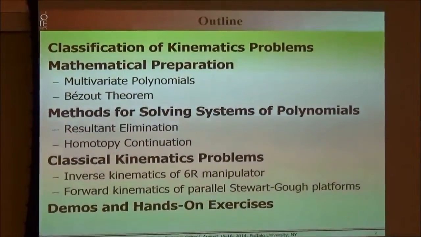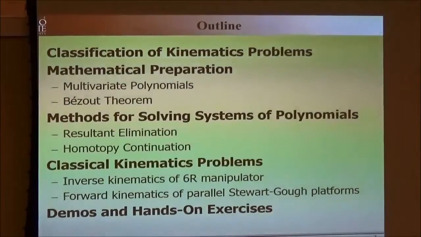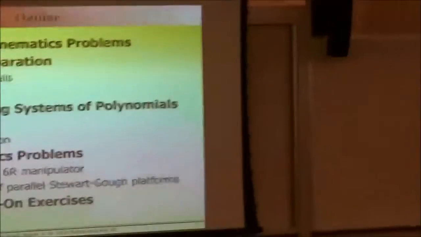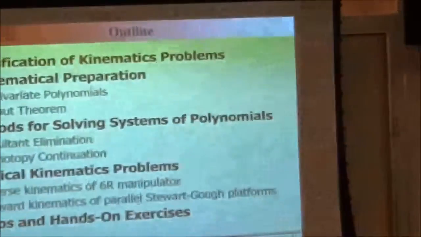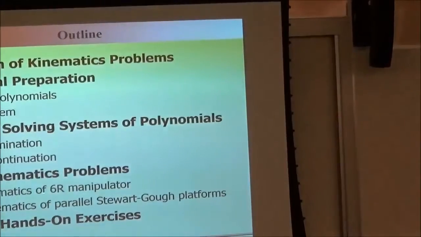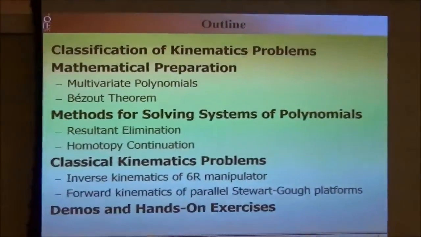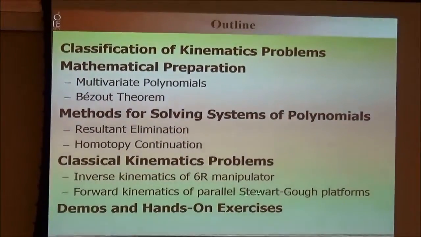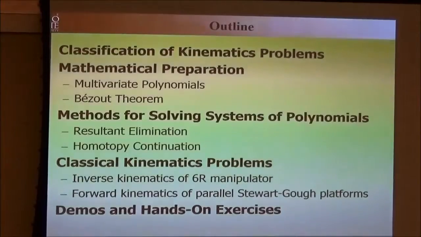Really, the two major methods we talk about are, one, the resultant elimination approach, and second, the homotopy continuation approach. Then I will demonstrate the use of these two approaches to solve some kinematics problems. One is the well-known inverse kinematics of the general 6R manipulator, and the other is the forward kinematics of the Stewart-Gough platform. I'll use the first method for the first problem, and the second method for the second problem.